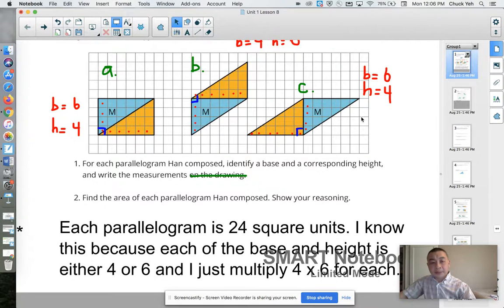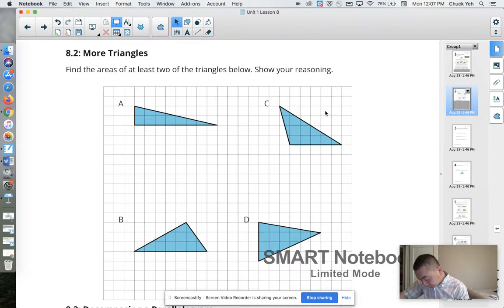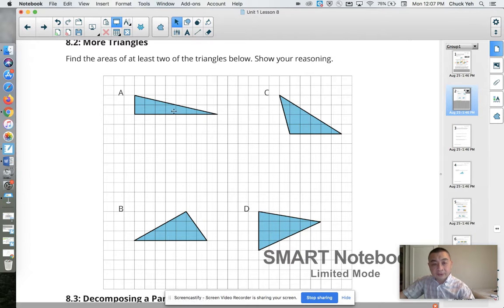On the next part, you're going to put 8.2. Again, you don't have to draw the triangles if you don't want to. You can find the areas of all these triangles. I know it says 2, but we're going to do all of them. The easiest way to do this is to find the base times height and divide by 2. That's what we wrote in the vocabulary, remember? Area of a triangle is base times height divided by 2.